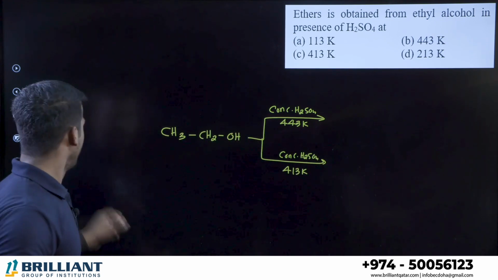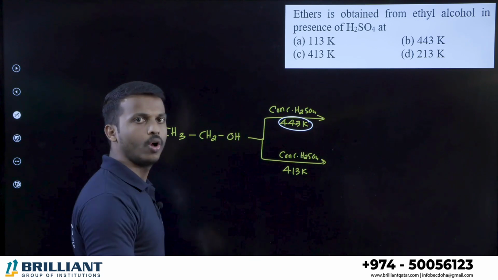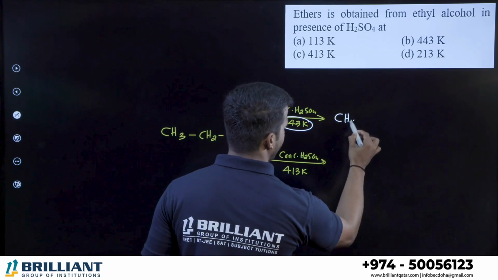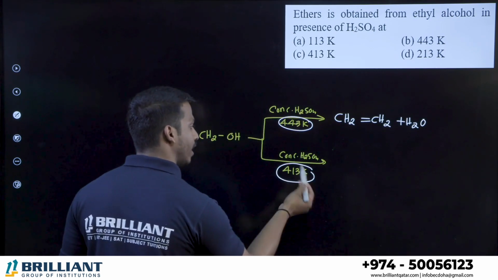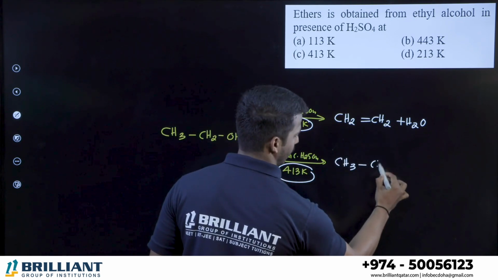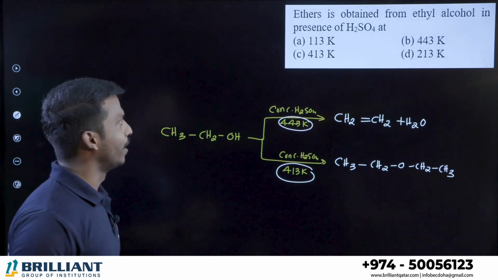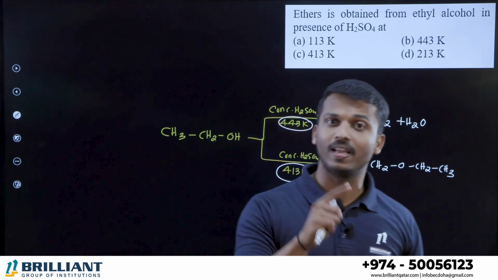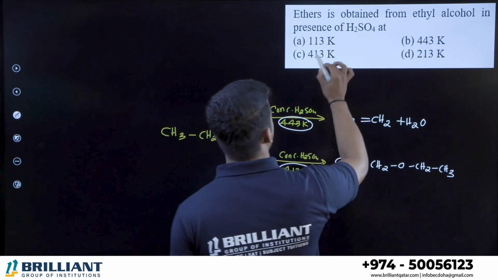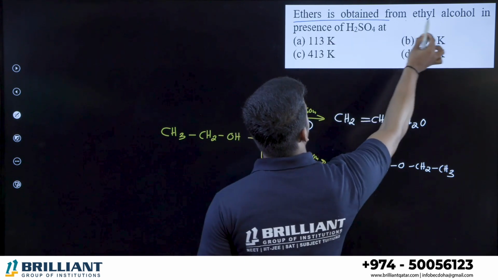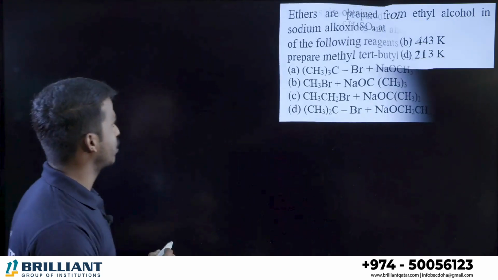Two reactions are happening. If you carry out ethanol with sulfuric acid at 443 Kelvin, it will undergo dehydration. Dehydration means you will get ethene plus water. The same thing if you carry out at 413 Kelvin, you will get ethoxyethane, that is the ether. So what is the data you are getting here? When you heat an alcohol at 443 Kelvin, we get alkene by dehydration. At 413 Kelvin, it gives you ether. So if you want to get ethers from alcohol, you have to heat at what temperature? 413 Kelvin. Okay. Next one.